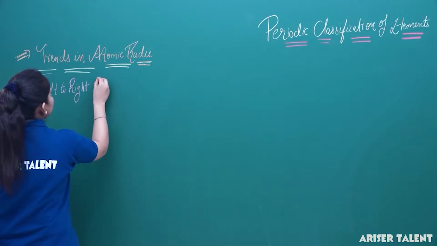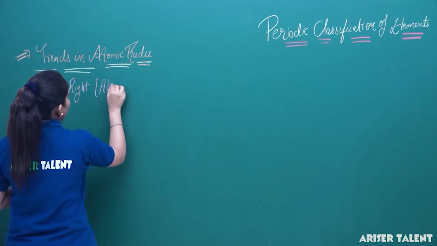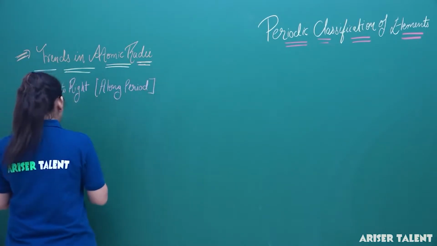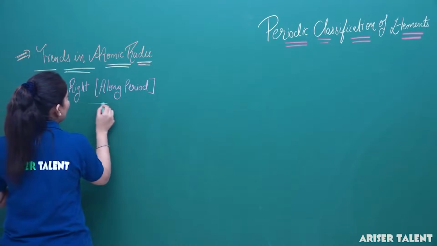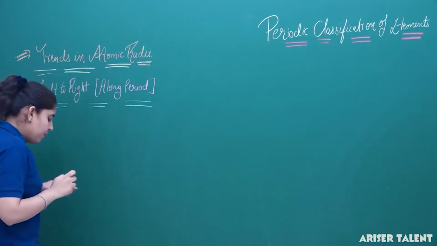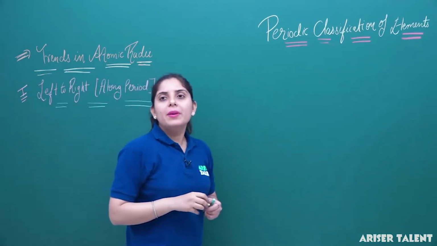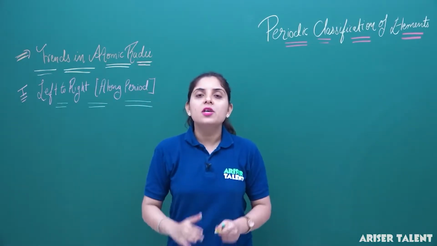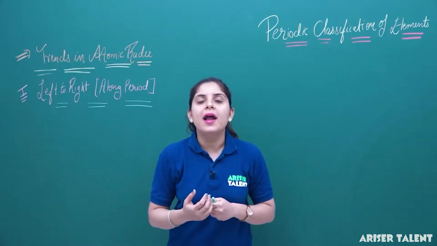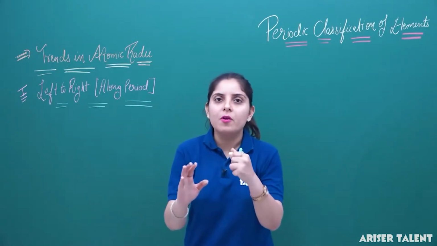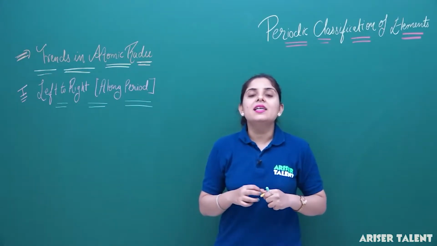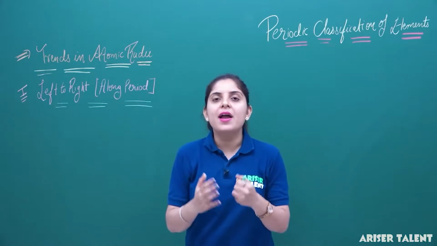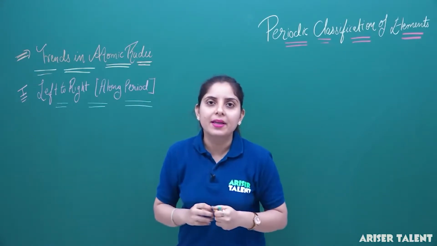Left to right means we are moving along a period. So what will happen here if we are going to move along the period? If we are moving along the period, the atomic size gradually decreases. Why is atomic size gradually decreasing? Because no new shells are added to the atom, and the increase in the effective nuclear charge will try to attract the electrons towards itself, and the size of the atom will automatically be reduced.